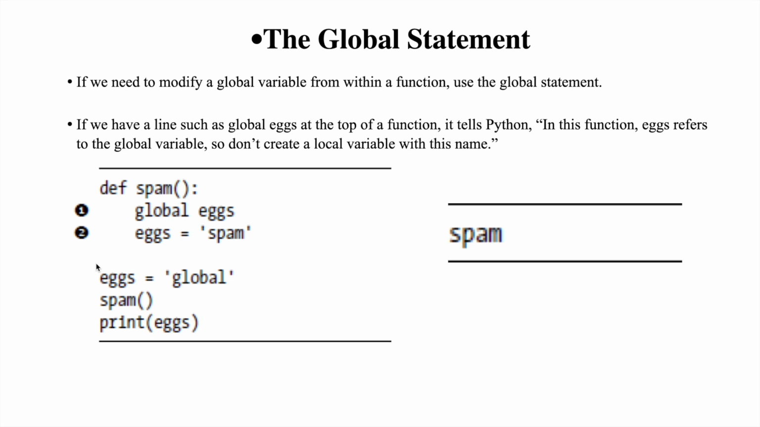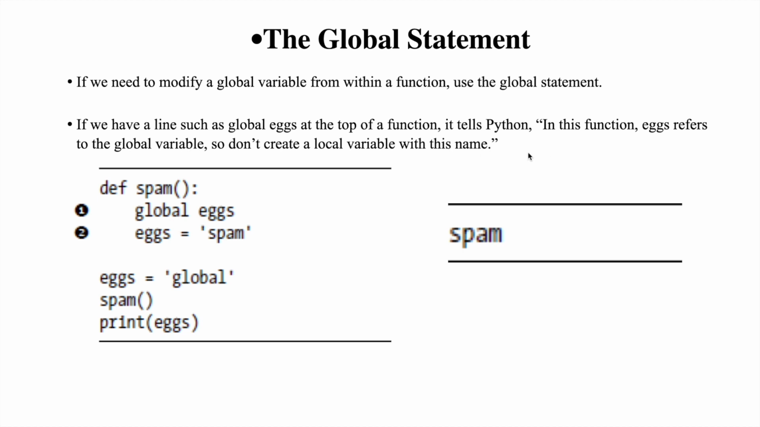If you need to modify a global variable within a function, we can use the global statement. For example, see here, if you want to do modifications to your global variable, how to do that? You can do that using a global statement. Here you're creating a function using def spam. If you have a line such as global x at the top of the function, it tells Python that we have a statement global x.